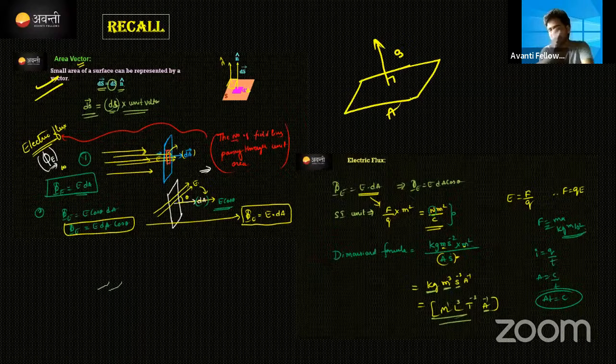And then we discussed the electric flux. This is the area, and these are the electric field lines which pass through this area. The number of field lines passing through this area is called the electric flux, right?